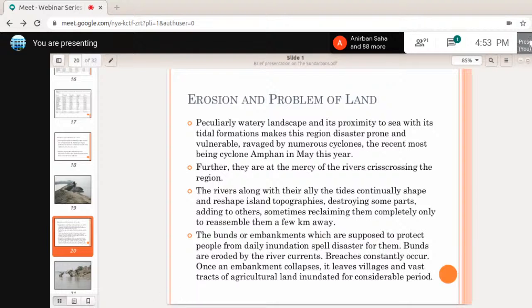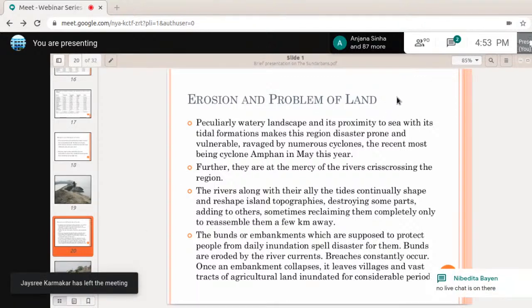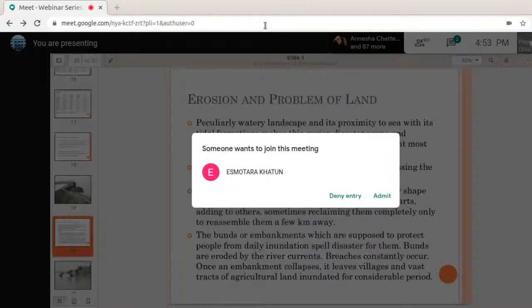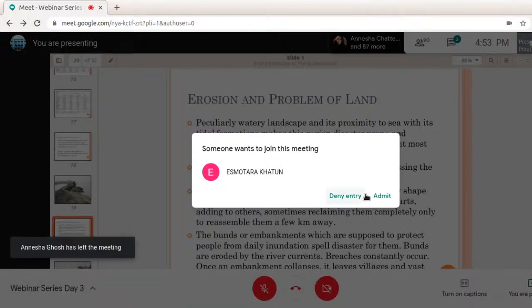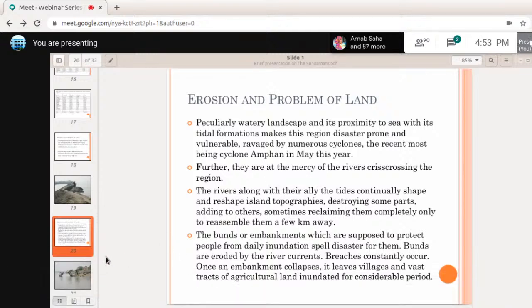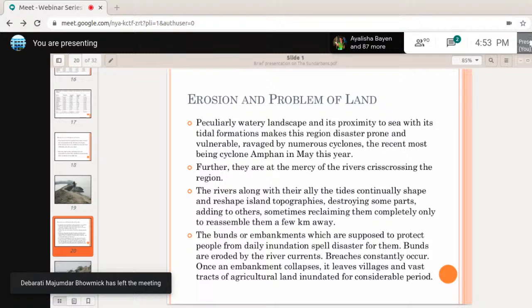These embankments, which are supposed to protect people from their daily inundation, spell disaster for them. They are eroded by river currents, which is kind of imperceptible, something that happens on an everyday basis, whereby the river flows in a particular manner, eating into the very base of the embankment in such a way that the embankment becomes hollow at the bottom and the top simply caves in during high tide.